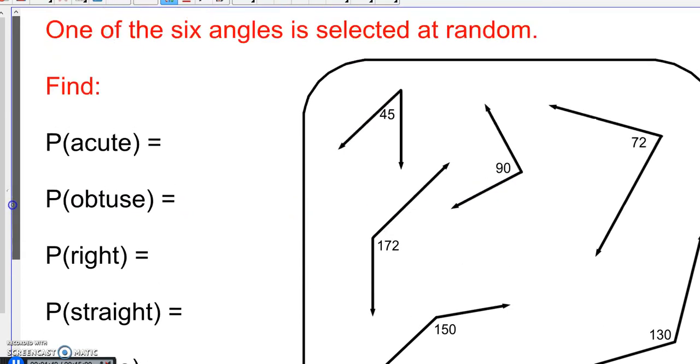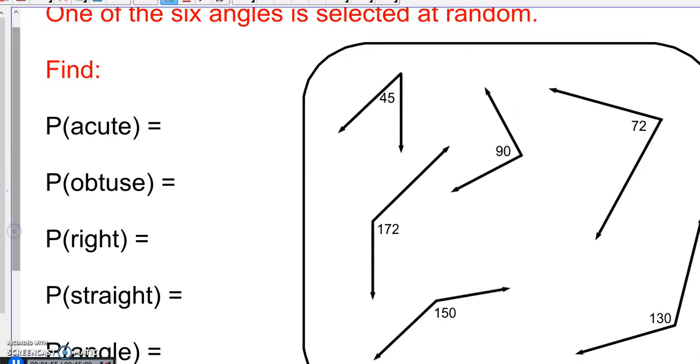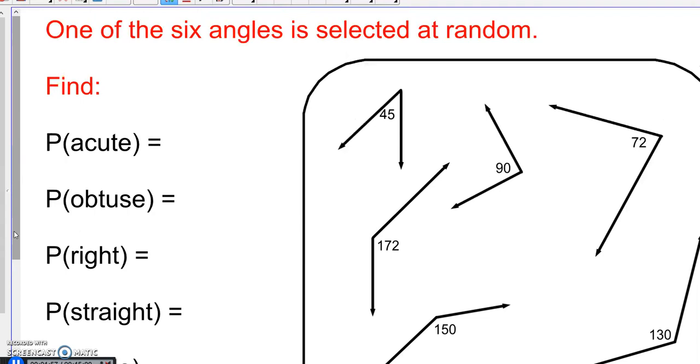So let's start looking at some problems. These are some discrete probability problems. One of these 6 angles we see over here is selected at random. What's the probability that it's acute? Well, our total possibilities is 6, and 2 of those angles are acute, so the probability is 2 out of 6. We can simplify that to 1/3.